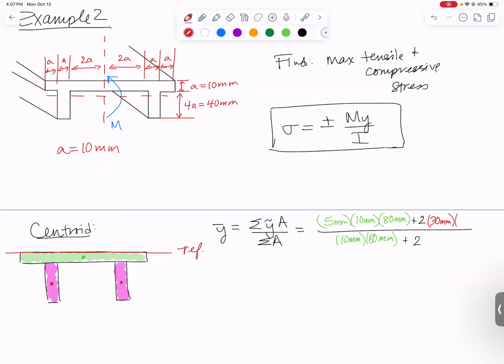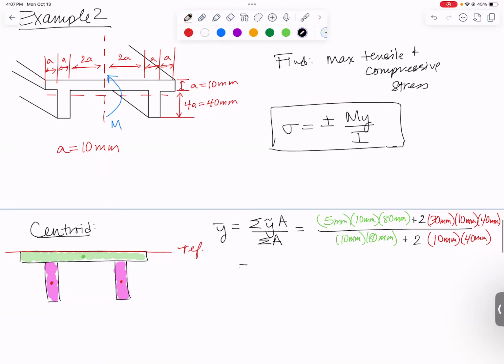And now each of them are, it looks like, 10 millimeters wide and 40 millimeters tall. So in the bottom of the fraction, I have that same area, 10 millimeters by 40 millimeters. Run that through the calculator and you get a number, which is 17.5 millimeters. So that is where the centroid of the whole shape is. Come down here, 17.5 millimeters. We're going to need that number later on.